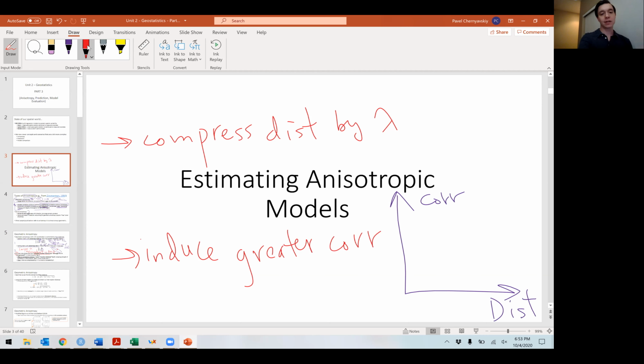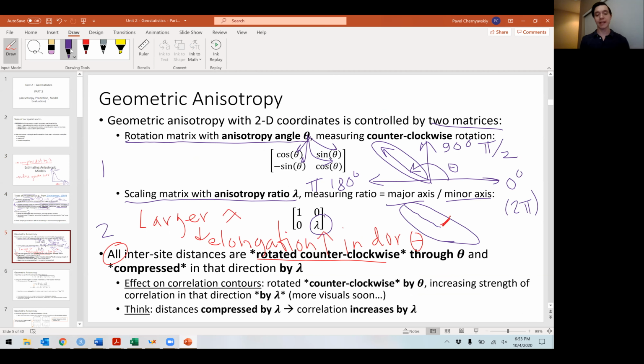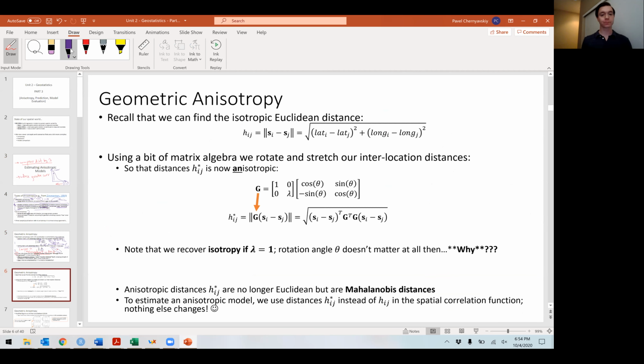If we now compress the distances by lambda, we literally move points closer together. When we move points closer together, we increase the correlation between them. So anisotropy induces greater correlation in direction theta by compressing the distances between our observed locations in that direction. That is why it works.